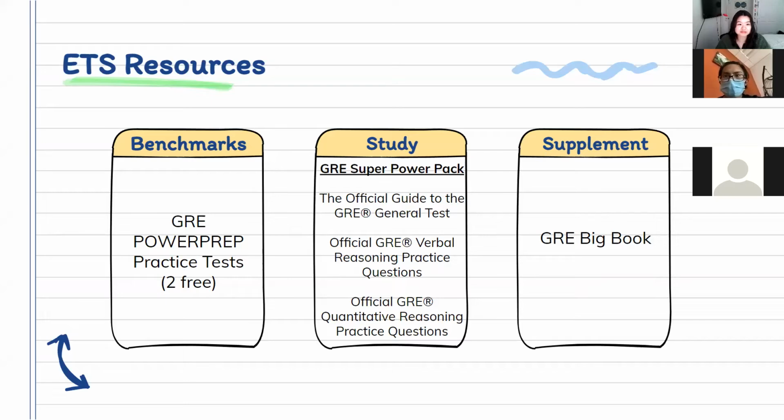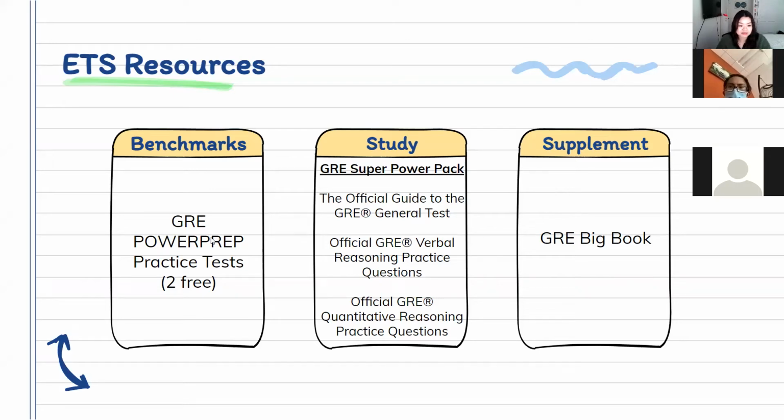So I usually recommend just using their resources that you can find for free online. All of these you can find for free online. And they're going to be closest to the test because they are made by the test company. So first we have the Power Prep practice test. So they're basically full-length practice tests that you can find online.